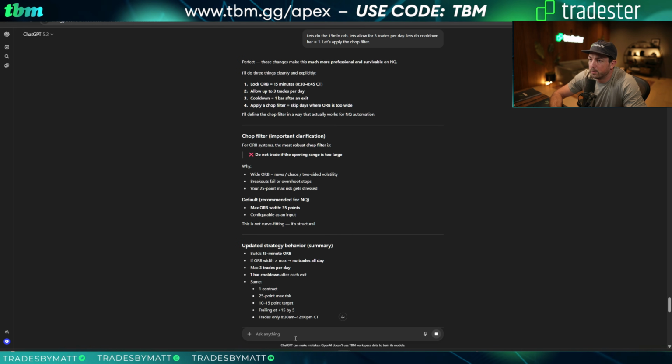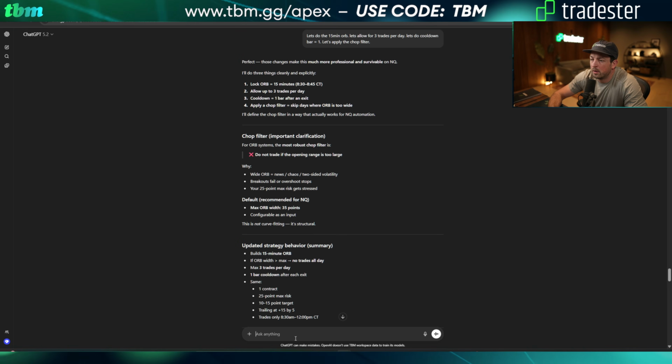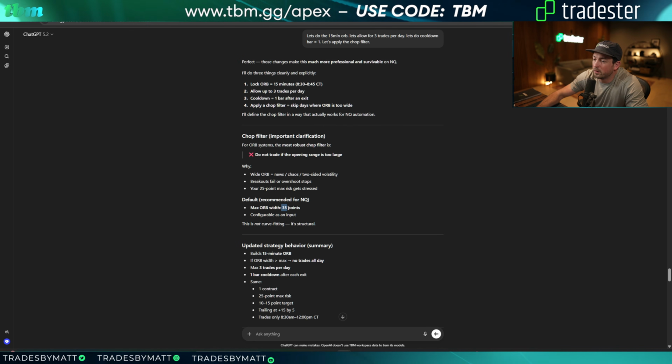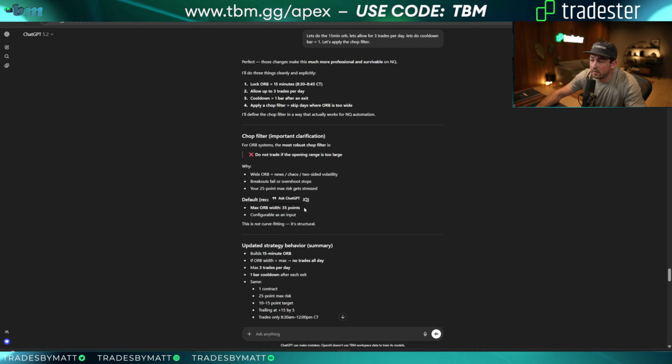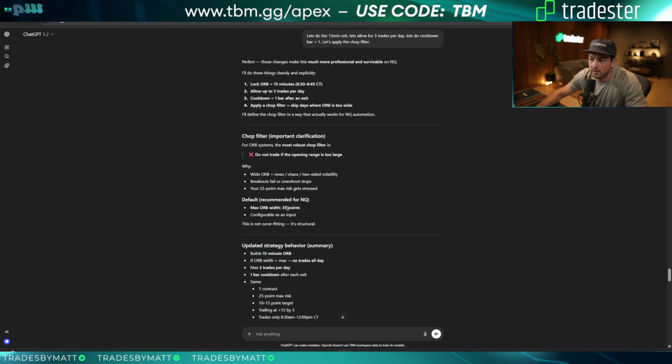Allow for 3 trades per day. Apply the chop filter. Skip days when the ORB is too wide. Max ORB with 35 points. I don't agree with this. I'll be honest, I don't agree with this. I think this should be different.